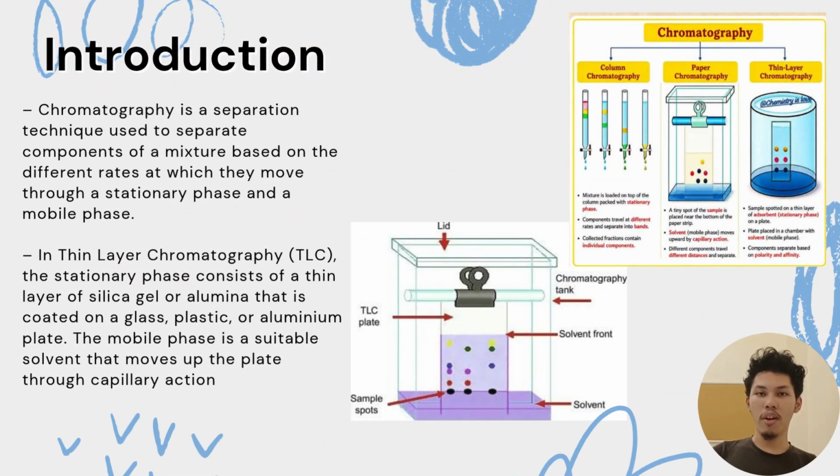So what is chromatography? Chromatography is a separation technique used to separate compounds of a mixture based on the different rates at which they move through the stationary phase and the mobile phase. In thin layer chromatography, or TLC, a thin layer of silica gel or alumina is coated on a glass, plastic, or aluminum plate. The mobile phase is a suitable solvent that moves up the plate through capillary action.